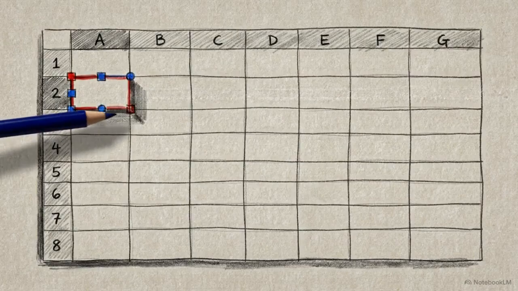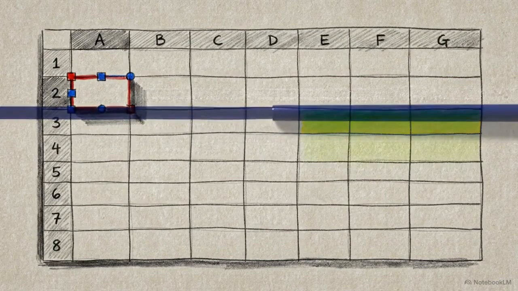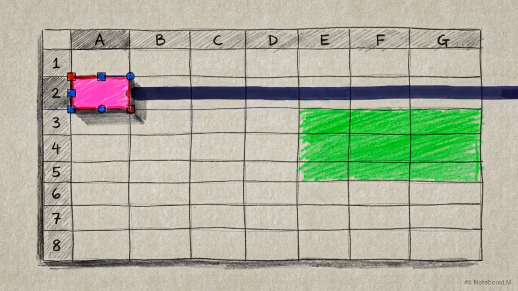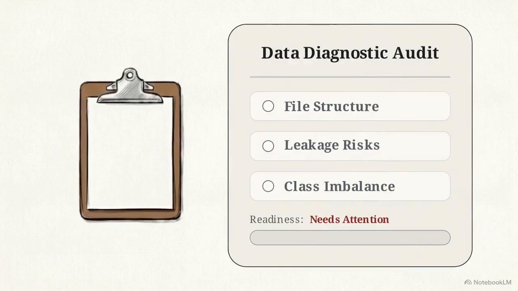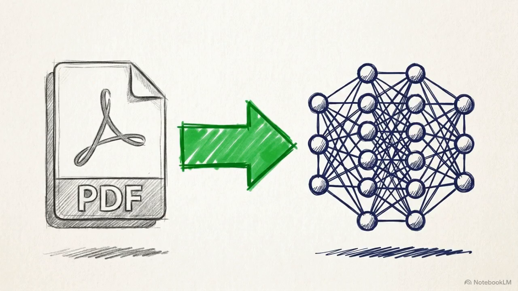A model can only learn from the information inside the dataset. Never train a model blindly. Always diagnose the data first. When you understand your file's structure, identify leakage risks, and evaluate imbalances early, you move your workflow away from expensive guess and check cycles and toward a reliable diagnose and deploy process.